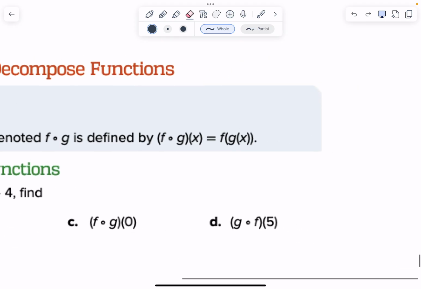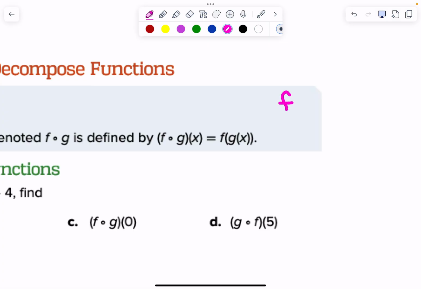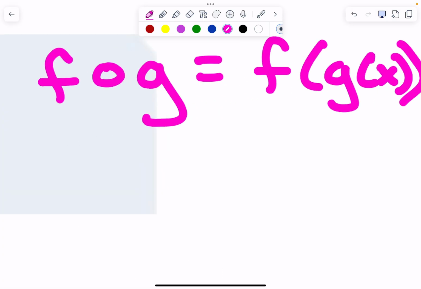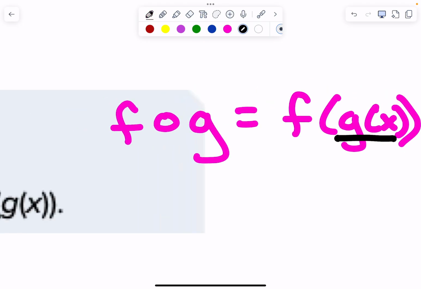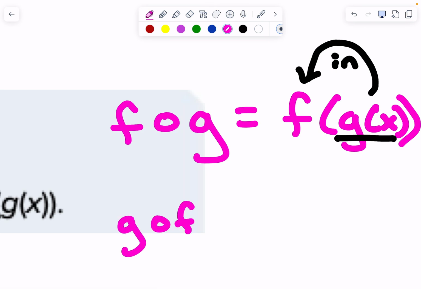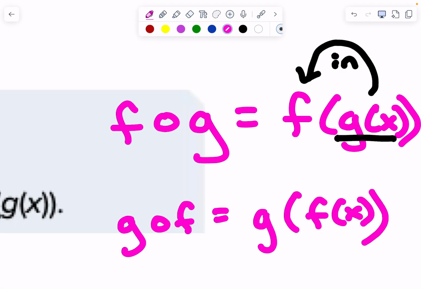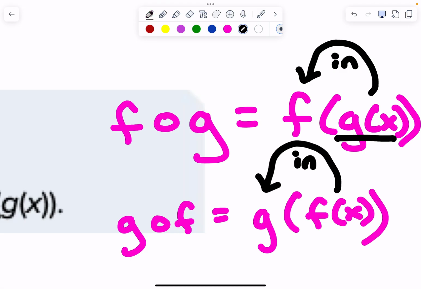They wrote it right here, but I'm going to write it bigger. f composed of g is the same thing as f parentheses g of x. That means the g of x goes inside the f of x. If they write it as g composed of f, it is g parentheses and the f of x goes inside the g of x. So the f goes into the g. It depends on what is inside and what is outside. I'm going to show you what that means in just a second.